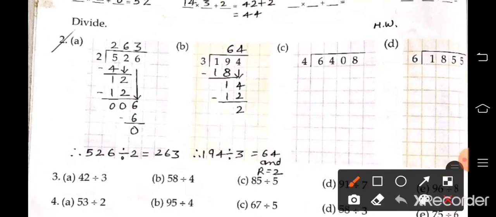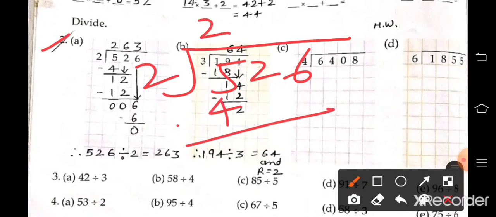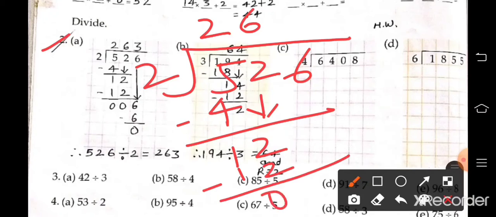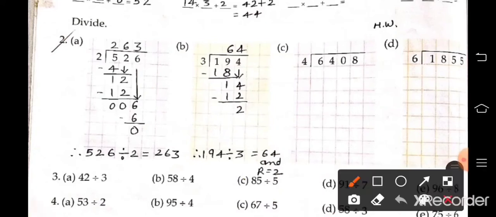Now question number 2, only divide by regrouping. 526 divide by 2. 2 2s are 4. 5 minus 4, 1. Then bring down 2. 2 6s are 12, 0. Now bring down 6 here. 2 3s are 6. Now subtract, remainder is 0. Okay, so our quotient is 263.